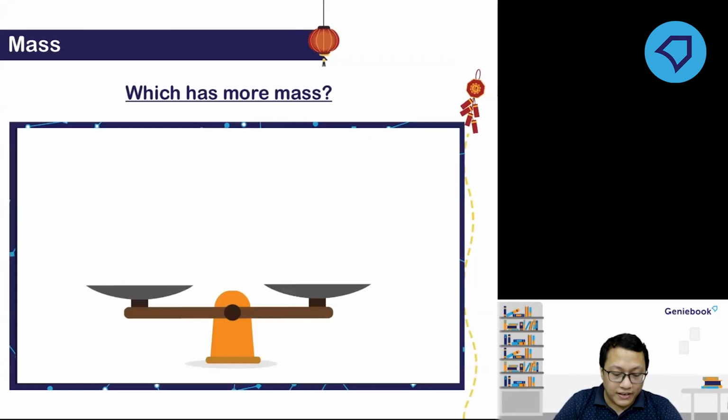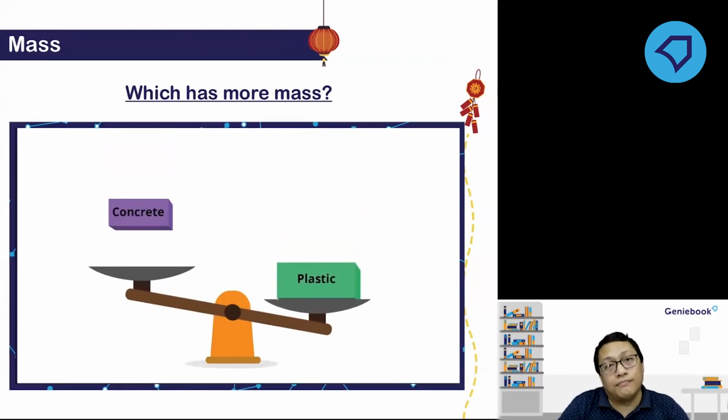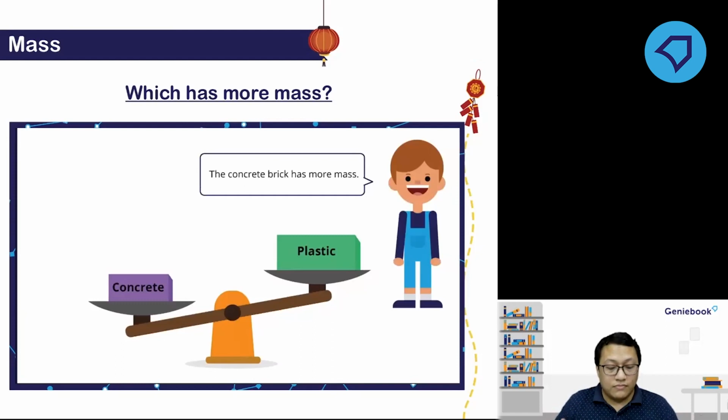Let's see the video here. Which one is heavier? Which one has more mass? First is a plastic box and then a concrete. We can see that since the lever tilts towards the concrete, concrete has more mass than plastic. Then some of you mentioned that concrete has more weight than plastic.